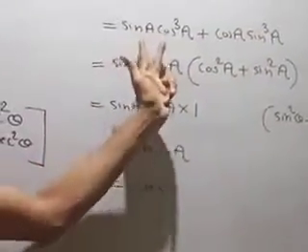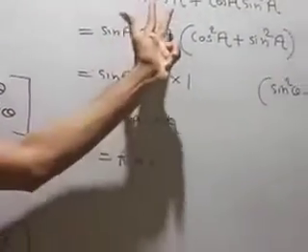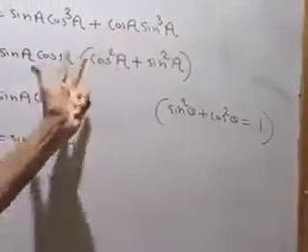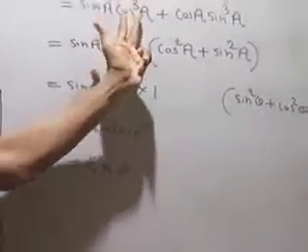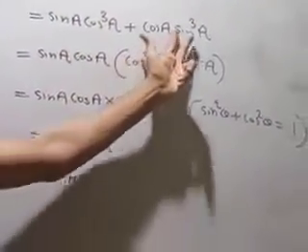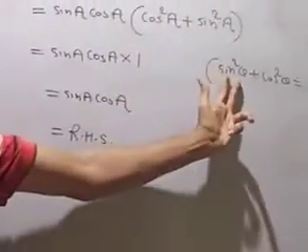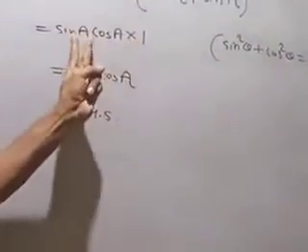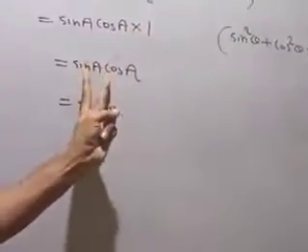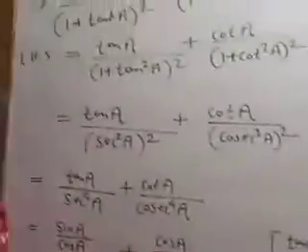So from these two terms, sin A cos A is common. Therefore the remaining terms are cos square A plus sin square A. This is the basic identity: sin square theta plus cos square theta equal to 1. So put here the value 1, sin A cos A into 1, therefore sin A cos A, that is equal to RHS.